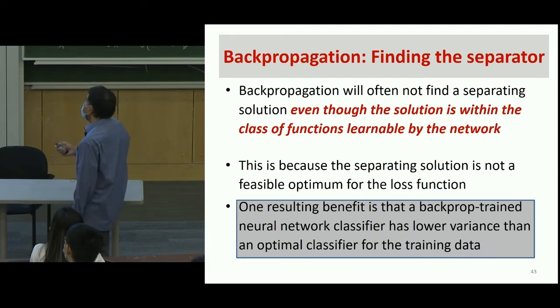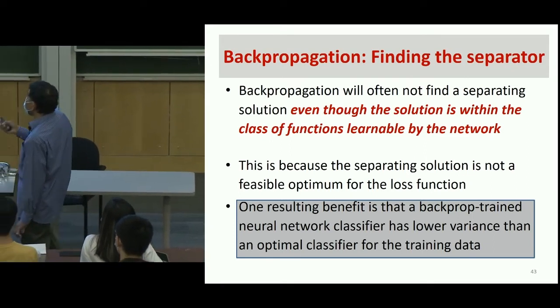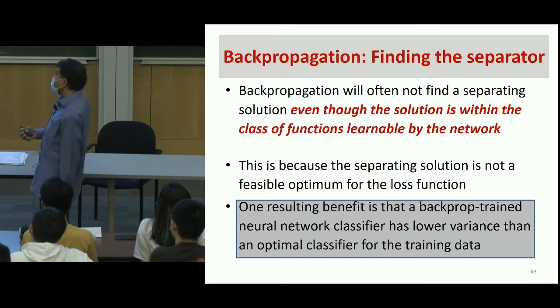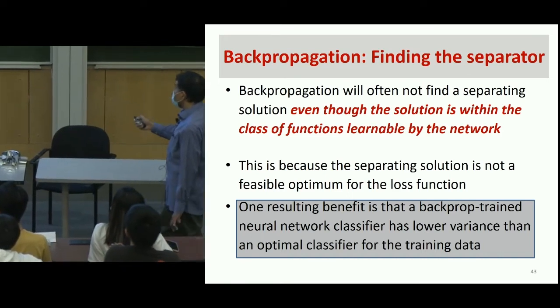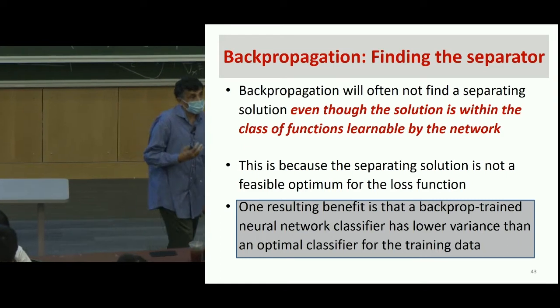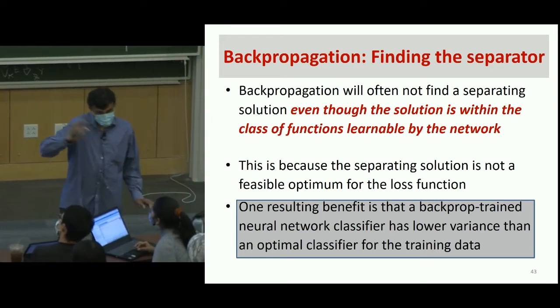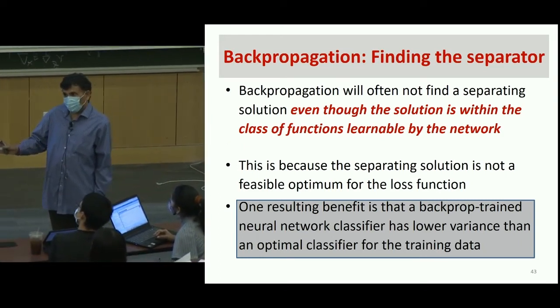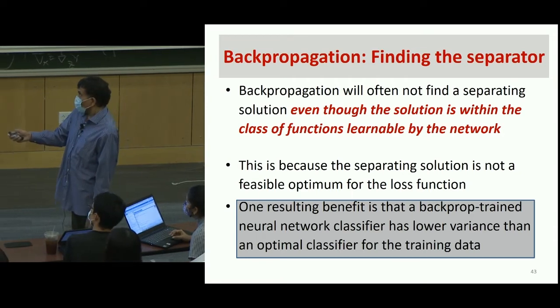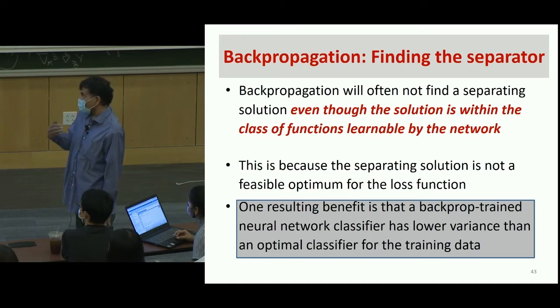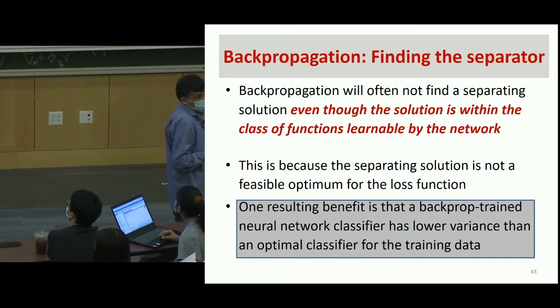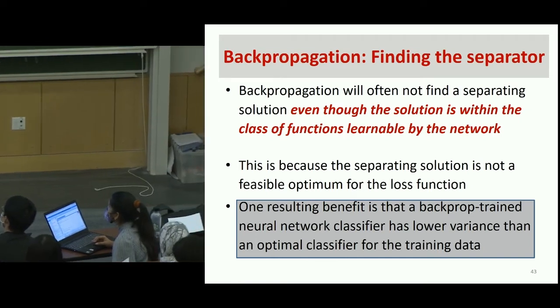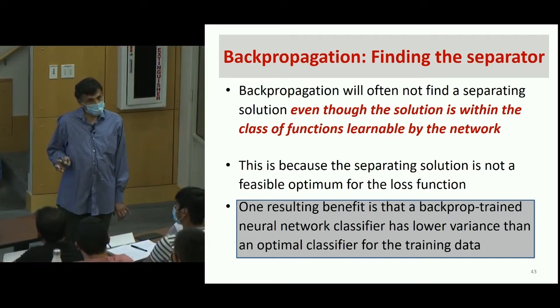Now, backpropagation will often not find a separating solution, even though the solution is within the class of functions learnable by the network. That is because the separating solution is not a feasible optimum for the loss function. So this is independent of your initialization. One resulting benefit is that backprop trained neural networks have lower variance than the optimal classifier for the training data. The optimal classifier will separate the data, but that may not be what you want.